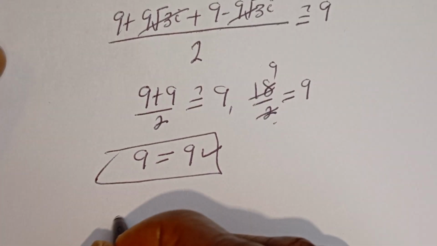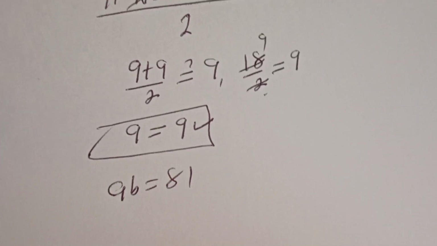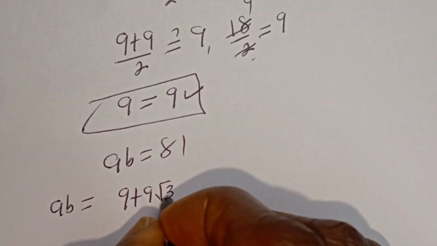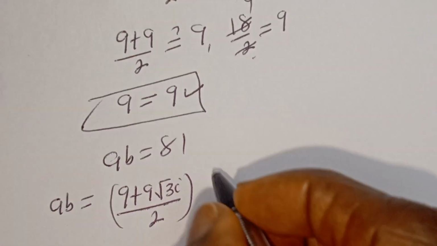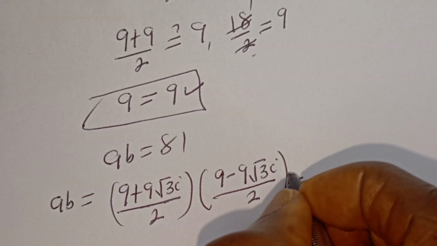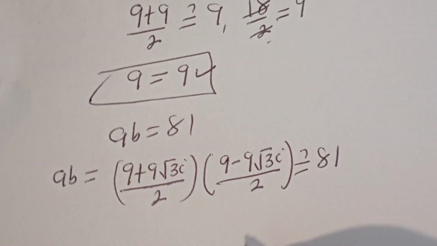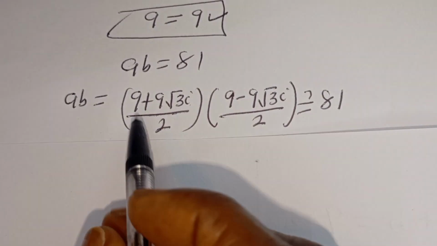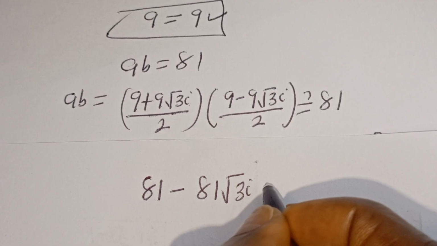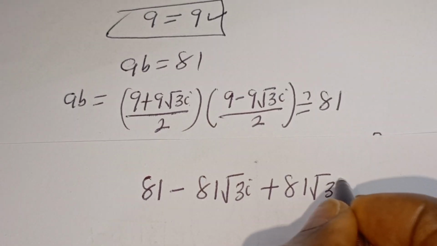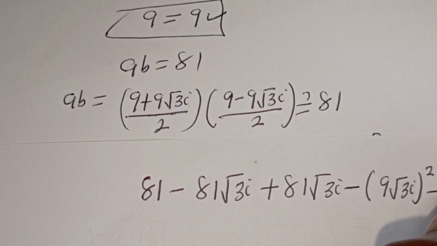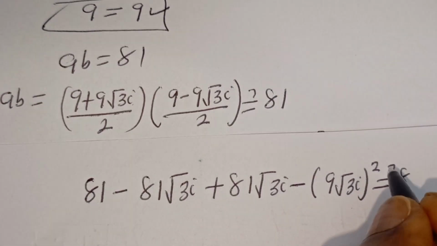Now, to check for the product, ab is equal to 81. Then we have ab is equal to 9 plus 9 root 3i divided by 2 multiplied by 9 minus 9 root 3i divided by 2 must be equal to 81. Then here we have 9 times 9. This is 81 minus 81 root 3i plus 81 root 3i minus bracket 9 root 3i squared must be equal to 81.